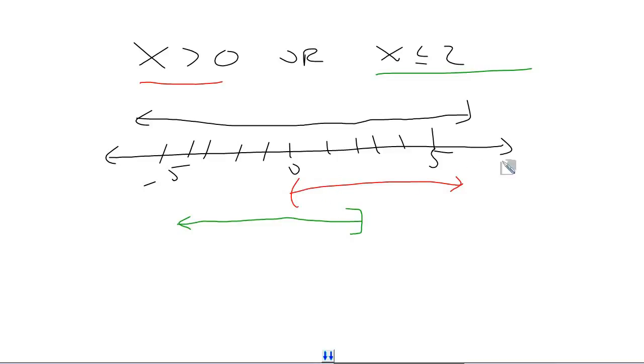So all the numbers that are greater than 0 are everything in red. All the numbers that are less than or equal to 2 are all the things in green. When I combine them, they cover the entire real number line. So that's why I have this graph up top that just covers everything. That solution set is the interval from -infinity to infinity.